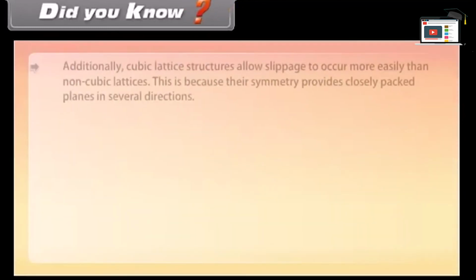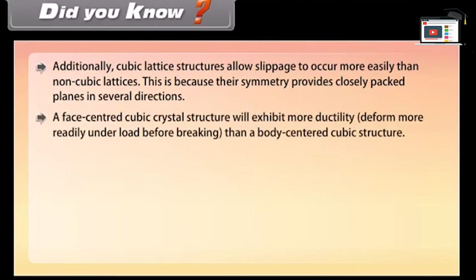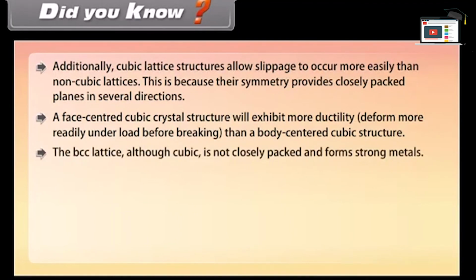Did you know? Additionally, cubic lattice structures allow slippage to occur more easily than non-cubic lattices. This is because their symmetry provides closely packed planes in several directions. A face-centered cubic crystal structure will exhibit more ductility, deforming more readily under load before breaking, than a body-centered cubic structure. The BCC lattice, although cubic, is not closely packed and forms strong metals. Alpha iron and tungsten have the BCC form.